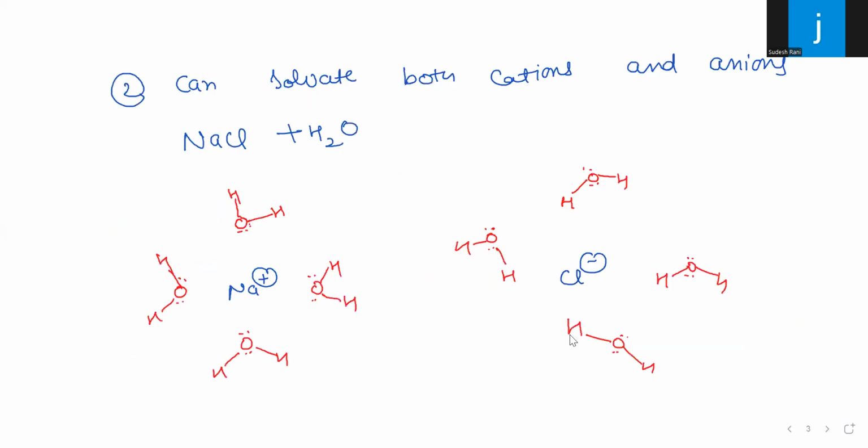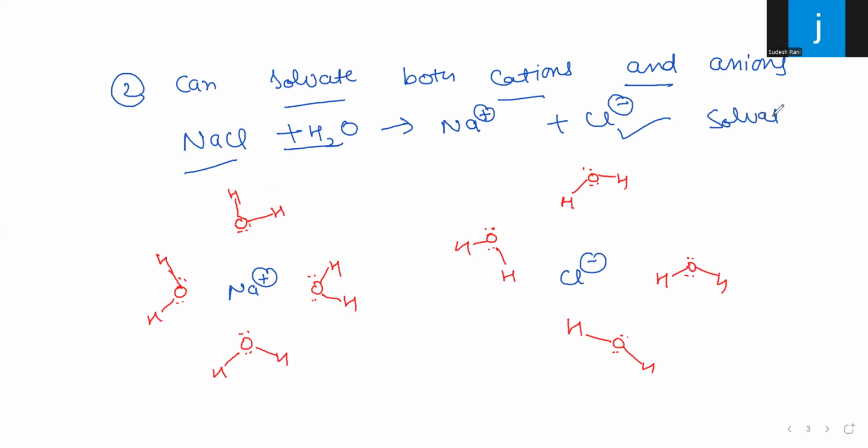The other one is that polar protic solvents can solvate both cations and anions. What is the meaning of solvation? Let us understand it with the help of an example. Suppose we dissolve NaCl in water. What happens when NaCl is dissolved in water? NaCl will dissociate into its ions, Na positive and Cl negative. What is next after dissolution? That term is known as solvation.